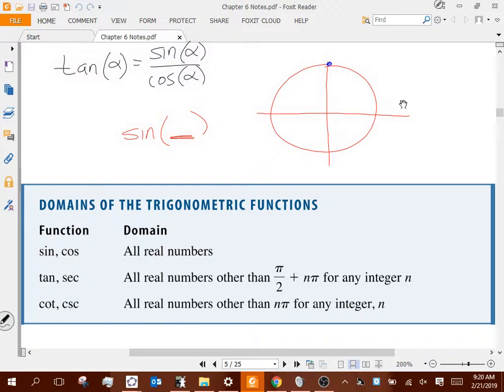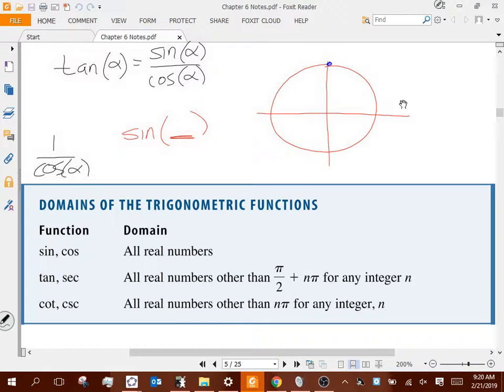Secant's the same way. So secant is 1 divided by cosine, isn't it? That's what your secant is equal to. So am I still going to have division by 0 at the same exact locations of pi/2, 3 pi/2, and so forth all the way around as many times as I need to, so keep adding multiples of pi.